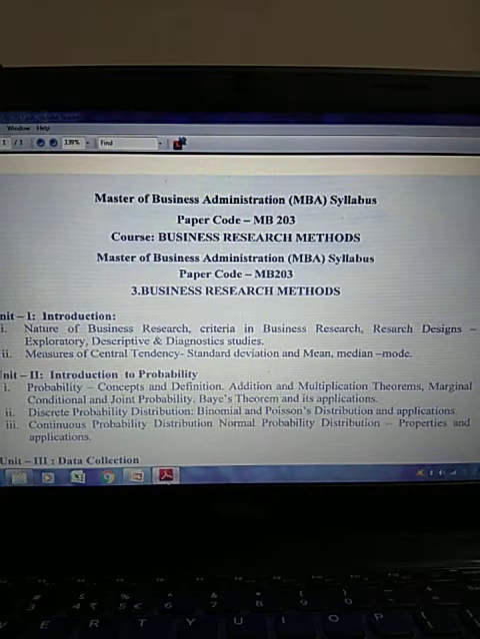Unit 1 is the introduction. What is the title of the paper? Business research methods. Full marks are 80 plus 20: 80 for theory and 20 marks for internal exams. In the introduction, you are going to understand what we mean by research and by business research, the various types of business research, and the characteristics of quality research. All these things we are going to cover.